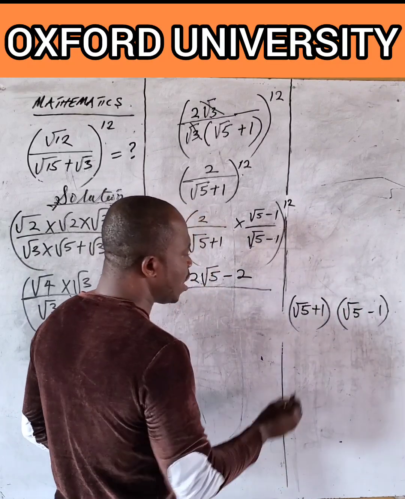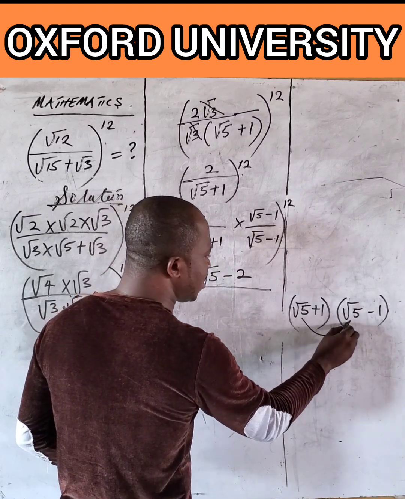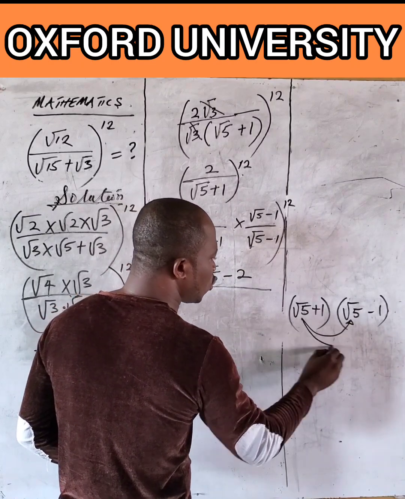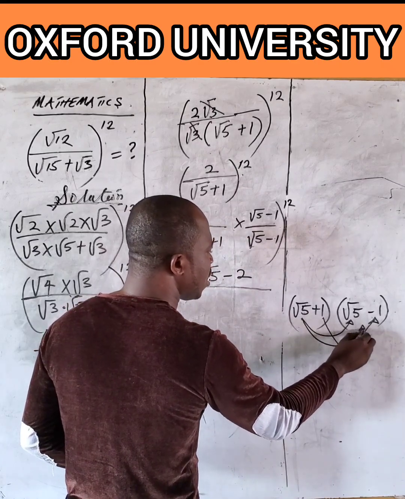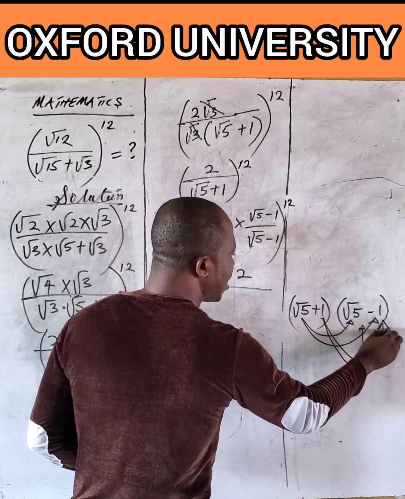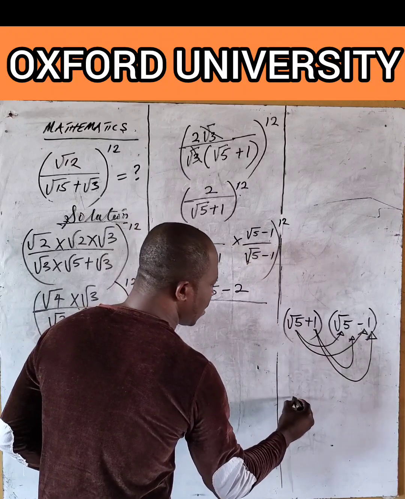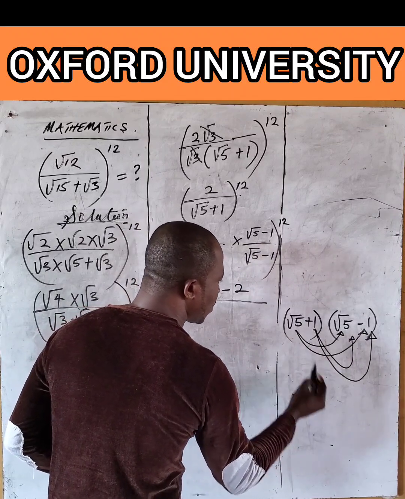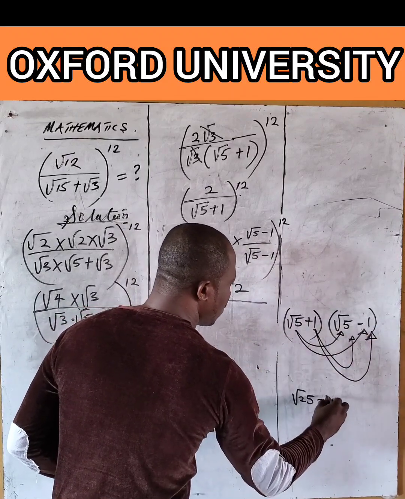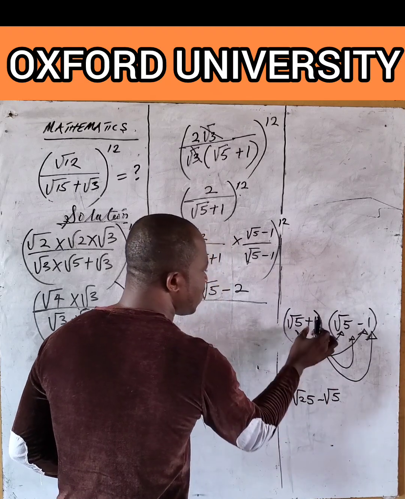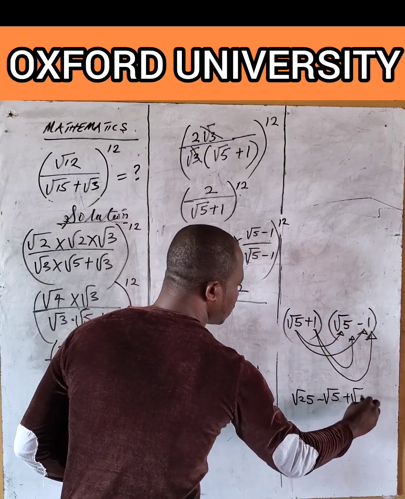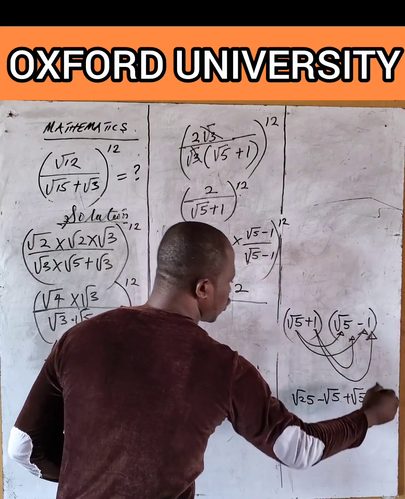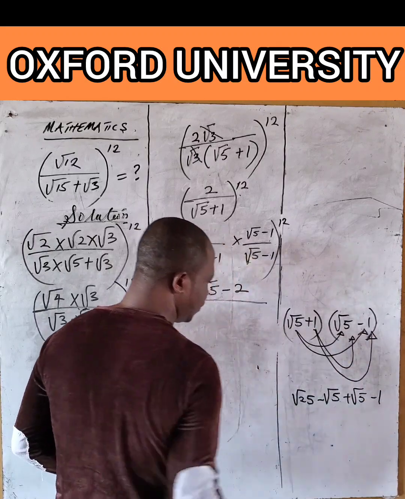Watch me. We are going to use this one to multiply this. We are going to use this one also to multiply this. Then when we are done, we use this one to multiply this. We use the same one to multiply this. So root 5 times root 5 will give us root 25. Root 5 times minus 1 will give us minus root 5. Then plus 1 times root 5 will give us plus root 5. And plus 1 times minus 1 will give us minus 1.